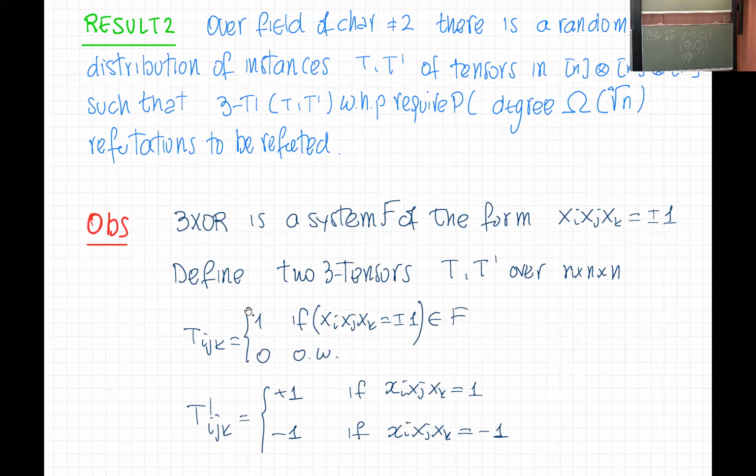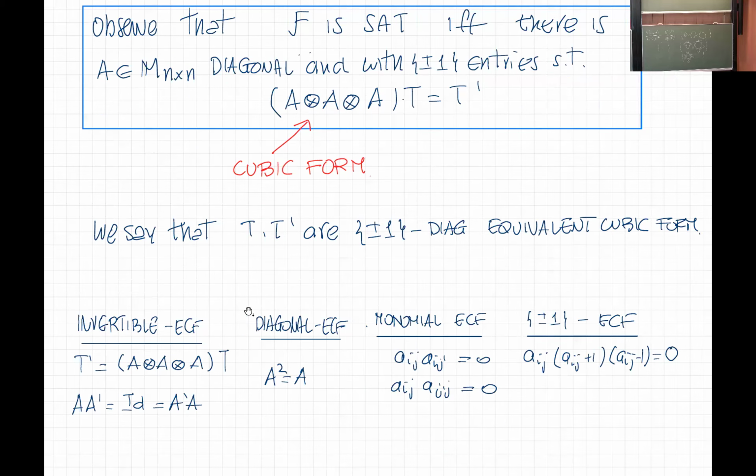This reduction here: essentially, the XOR is satisfiable if there exists a diagonal matrix A with plus or minus one entries, such that this equation must hold. I was skipping that, but it's not a difficult thing. So you are relating satisfiability of the XOR equation with this equation here.